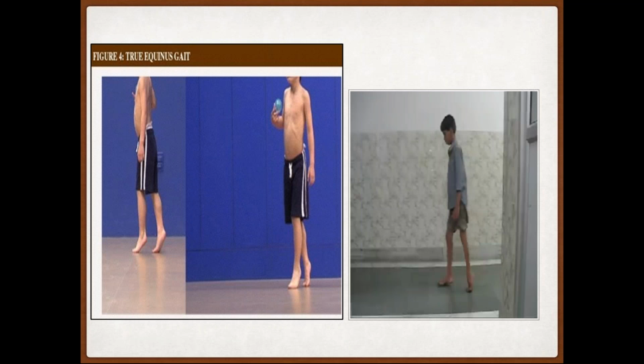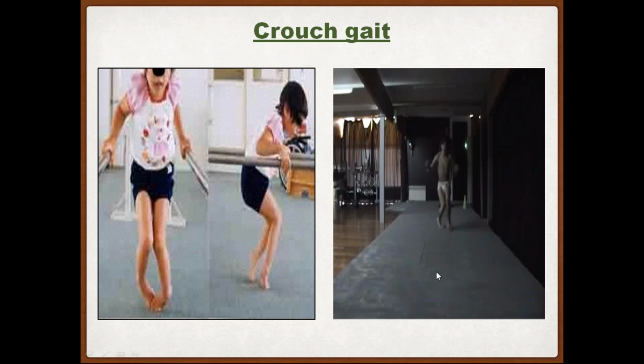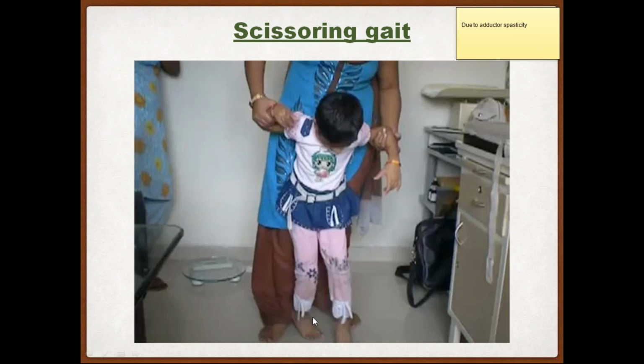This is pure equinus gait. Equinus means plantar flexion, and calcaneus gait is dorsiflexion. In cerebral palsy, there will be equinus gait, or there may be crouch gait. Crouch gait means there is flexion at the hip, flexion at the knee, and plantar flexion of the foot. This is known as crouch gait. And scissoring gait, as I said before: while walking, one foot crosses the other foot and the other foot crosses this foot.